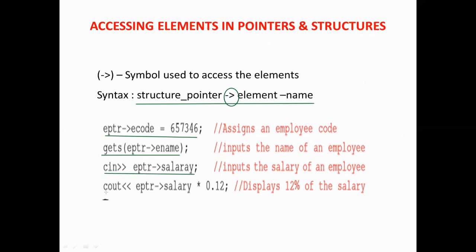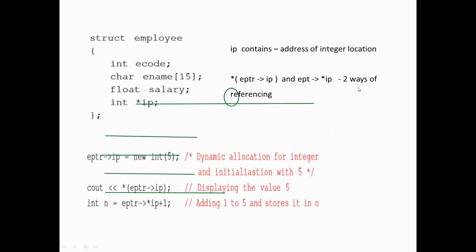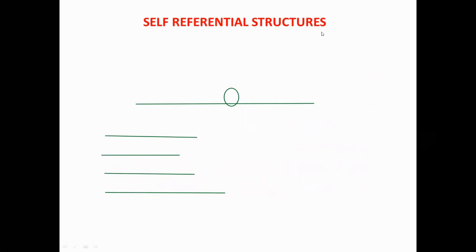See, now look into the processing. Some calculation: you see EPTR, your operator, salary, and then star 0.12. That means you are displaying the 12% of your salary. So this is how certain operations can be done with the help of your pointers and structures. Is this part clear now?